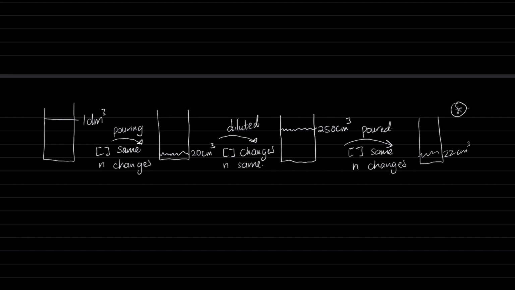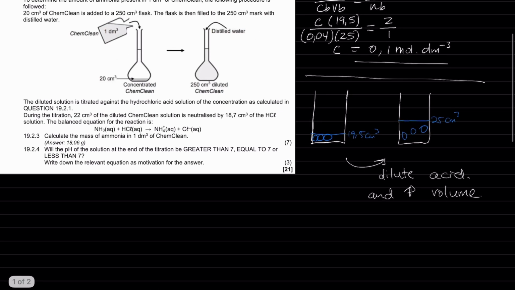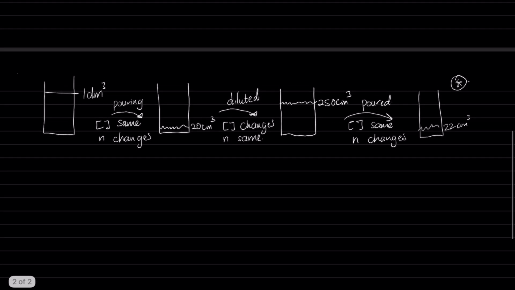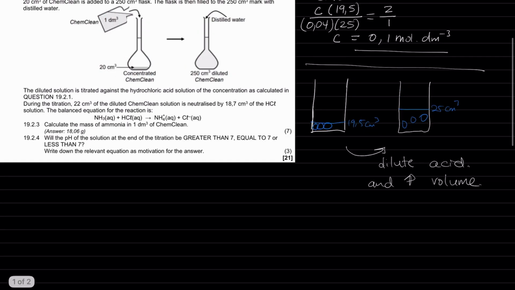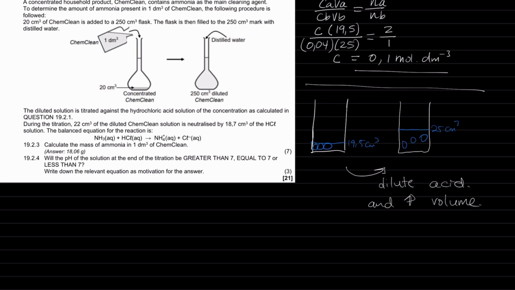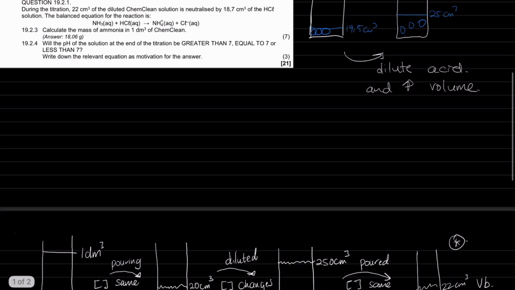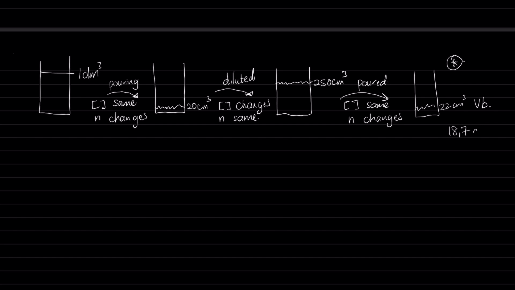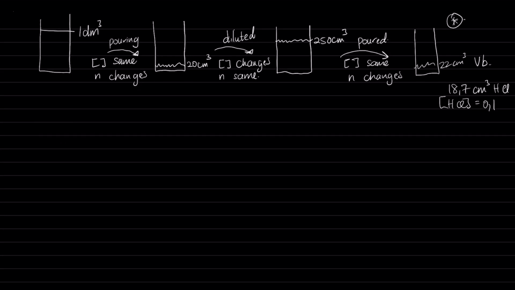So let's look at the information. Now they want to know what the mass is at the beginning, so we're going to have to work backwards to get the answer. We are at this point, the 22 cm cubed. That is the volume of the base. What other information do we have? They tell us 18.7 cm cubed of HCl, and the concentration of the HCl is as we worked it out before, which was 0.1.